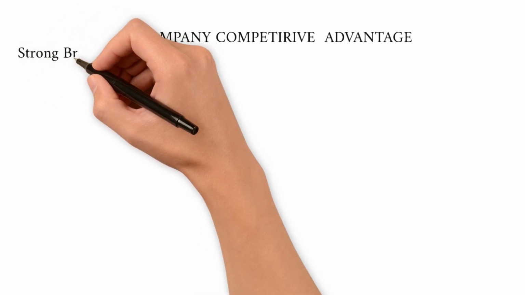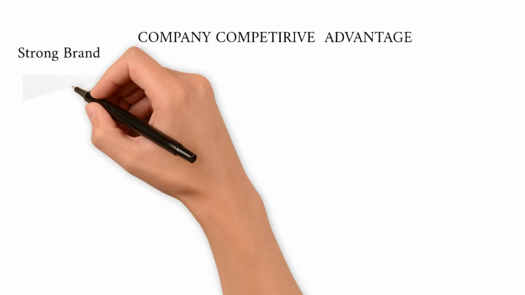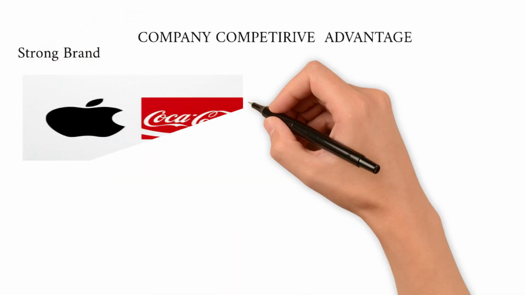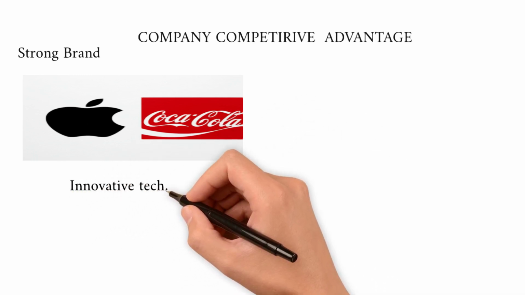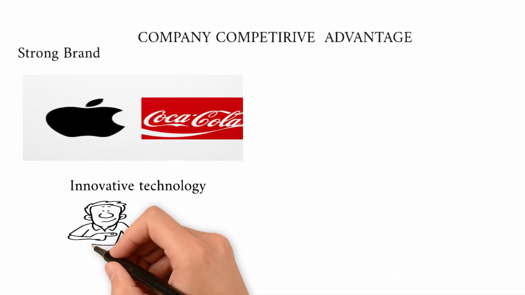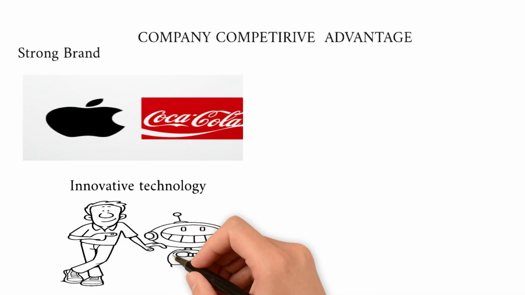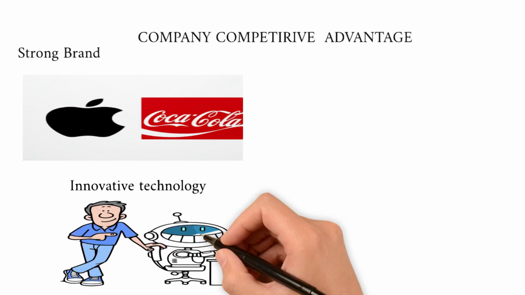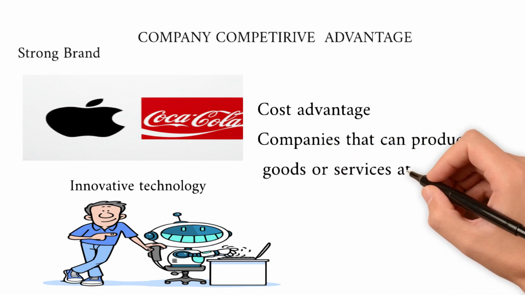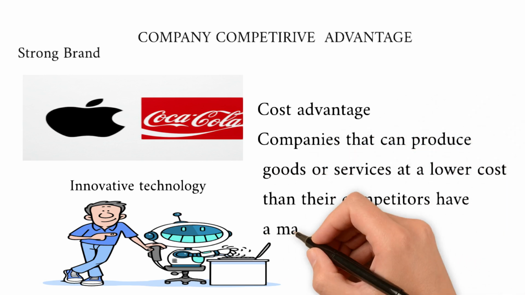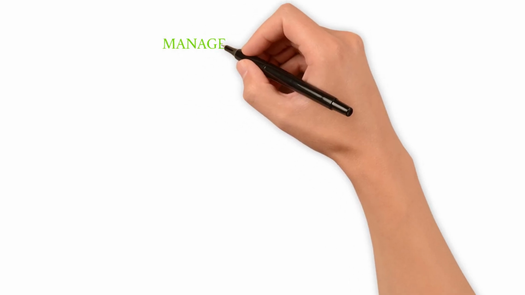Company's competitive advantage. What makes it stand out from the crowd? Strong brand. Think of companies like Apple or Coca-Cola. Their brand loyalty is incredibly valuable. Innovative technology. Companies that develop cutting-edge products and services often have a significant competitive advantage. Cost advantage. Companies that can produce goods or services at a lower cost than their competitors have a major advantage.